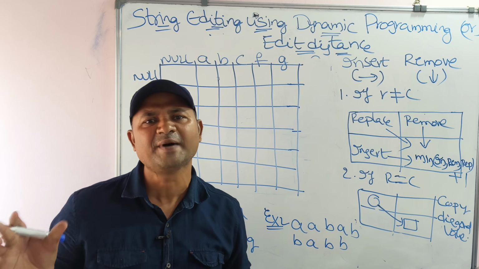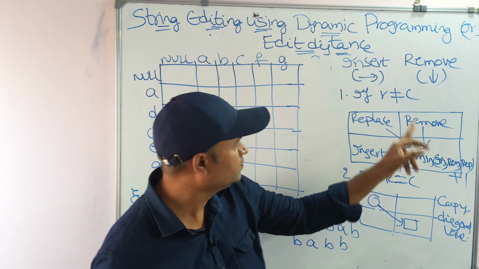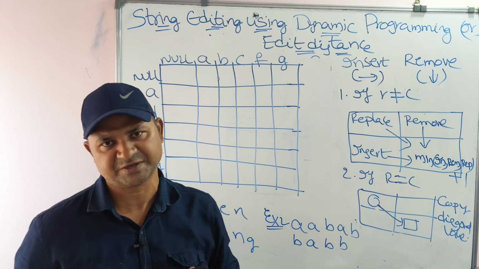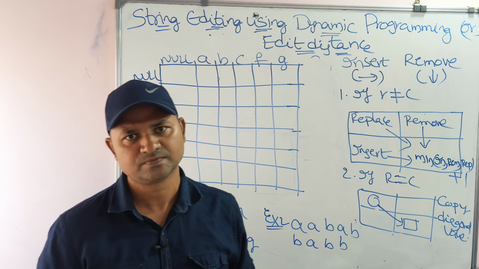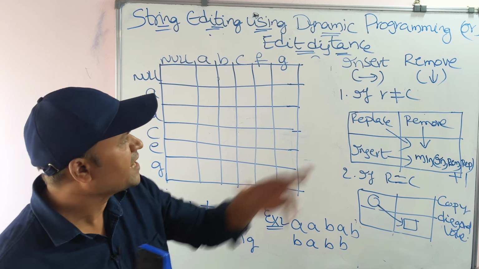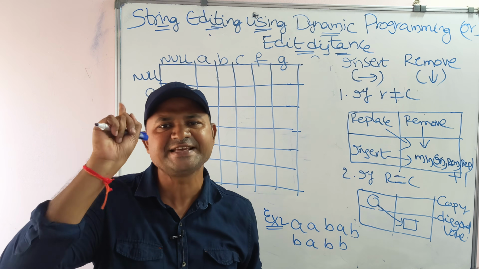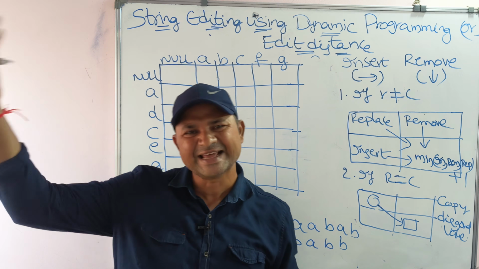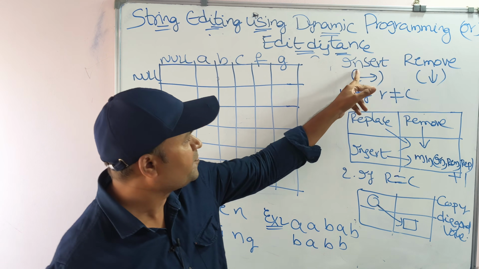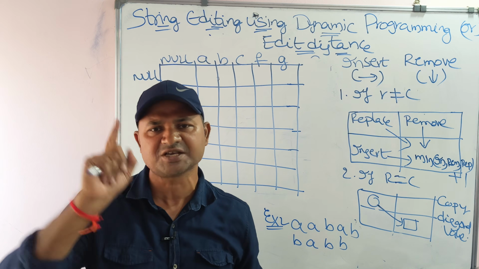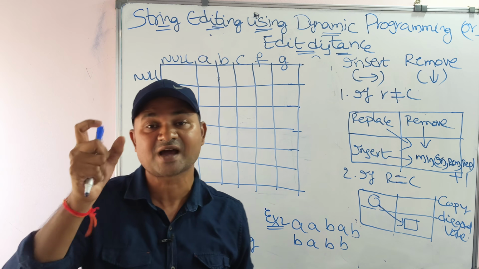The possible operations are: first one is insert, second one is remove, third one is replace. For performing each operation, a cost is required. In this example, in order to perform insert, remove and replace operations, the cost is 1. Whereas in the next video, I will discuss one more example. In that video, for performing insert and remove operations, the cost is 1, whereas for performing the replace operation, the cost is 2.